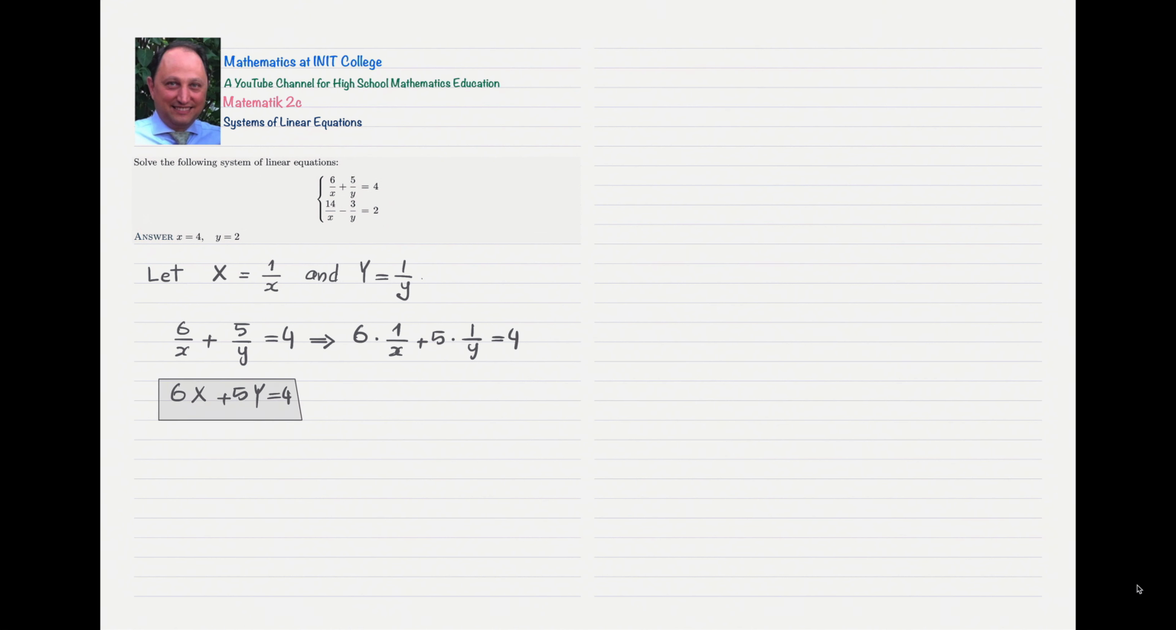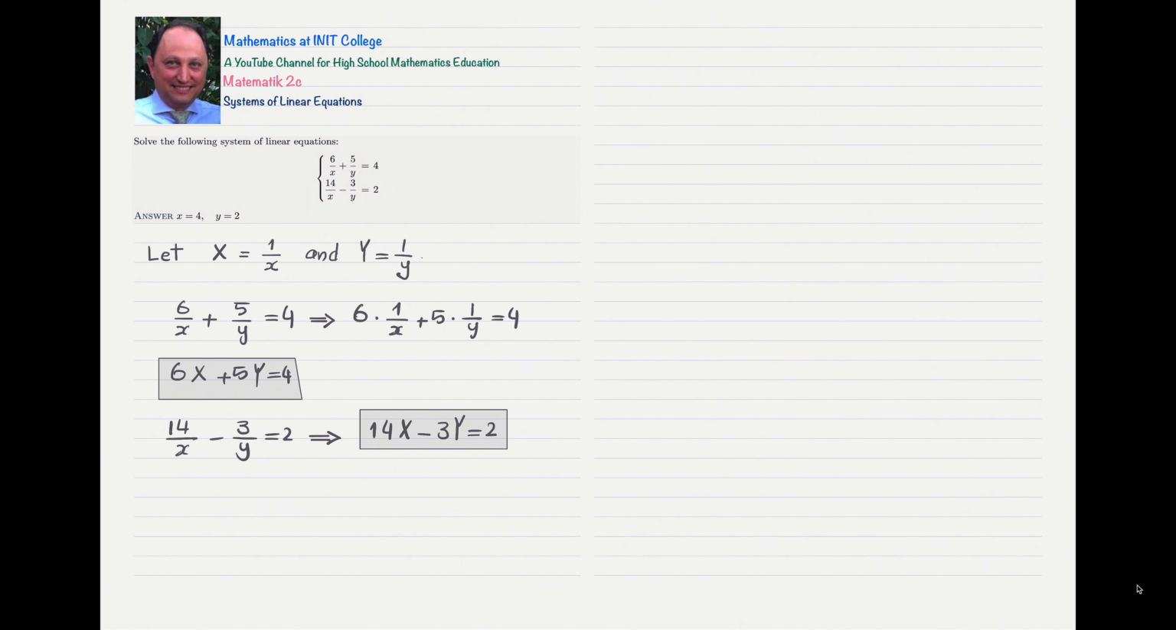Okay? And then for the same reason, 14 over x minus 3 over y equals 2 can be written in this form: 14 times capital X minus 3 times capital Y is equal to 2. Okay? Now we can solve this new system and find capital X and capital Y instead. And when capital X and capital Y are known, I use these two definitions to find little x and little y as demanded in the problem.